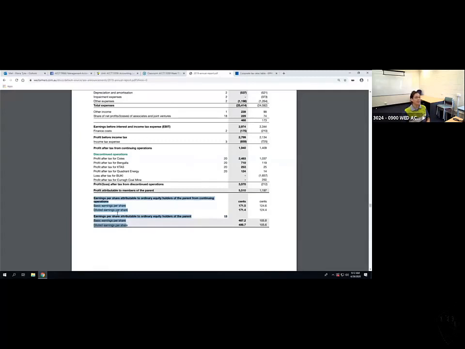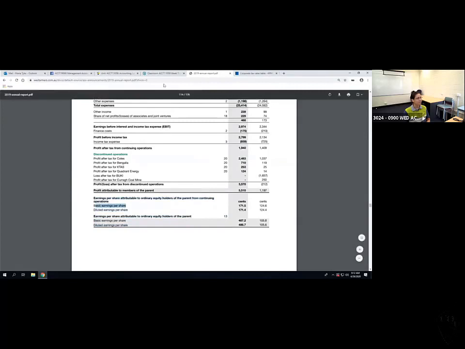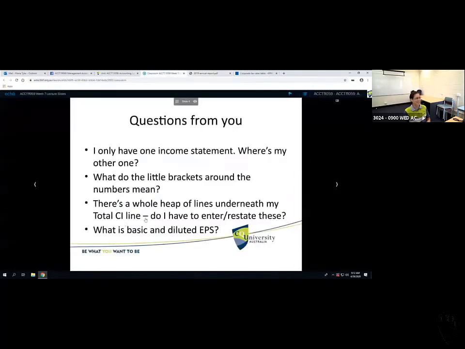And I ask you to make sense of them for me and explain these. What are they? These next two actually tie together. There's a whole heap of lines underneath my total CI or total profit line. Do I have to enter or restate these? You don't have to enter them, and I would have given you feedback about that as part of your assignment 1. And you definitely don't need to restate them, okay? If you do have those lines, you can just get rid of them. All you need to enter up to and restate up to is your total comprehensive income. You don't need anything to do with your basic and diluted earnings per share.